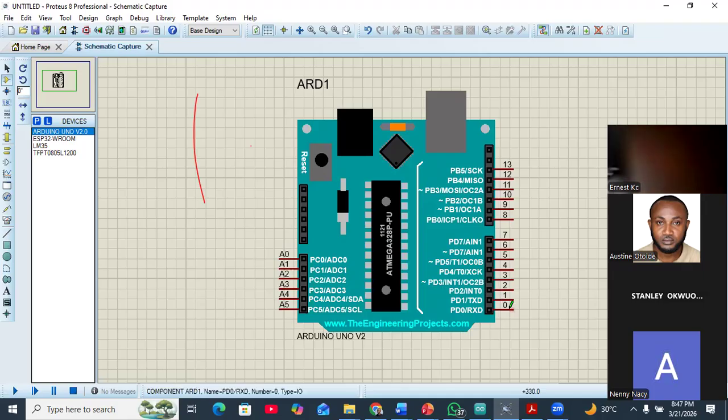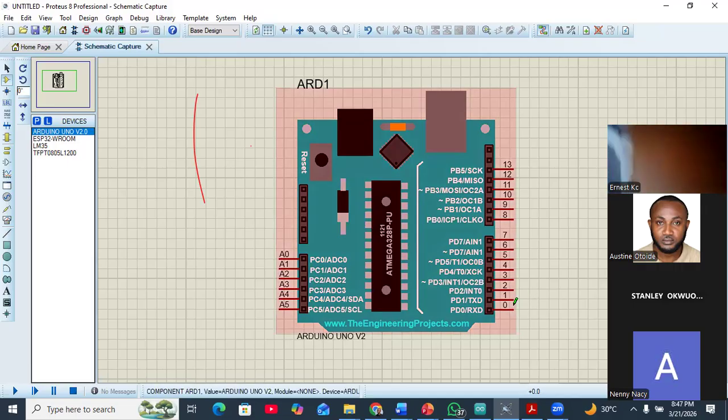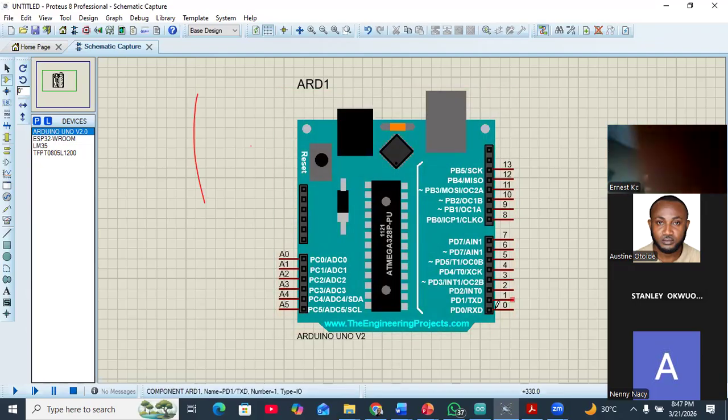But you can see we have D0 to D13, and then you also have room for serial communication. You have RXD and TXD. You can transmit with this one. I think we're going to use this one this evening. And you can also receive with this one.